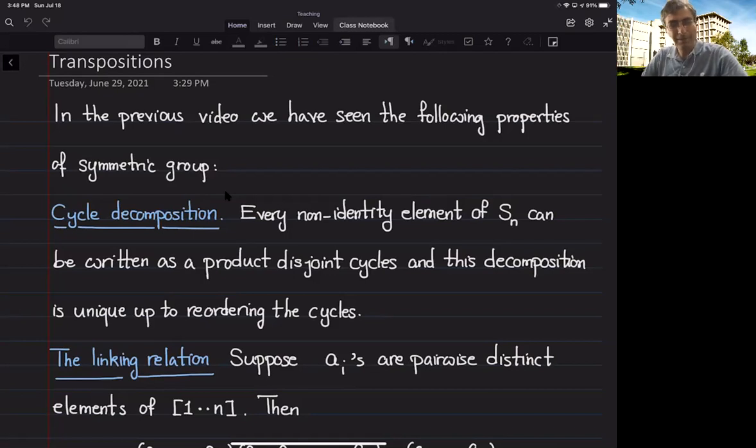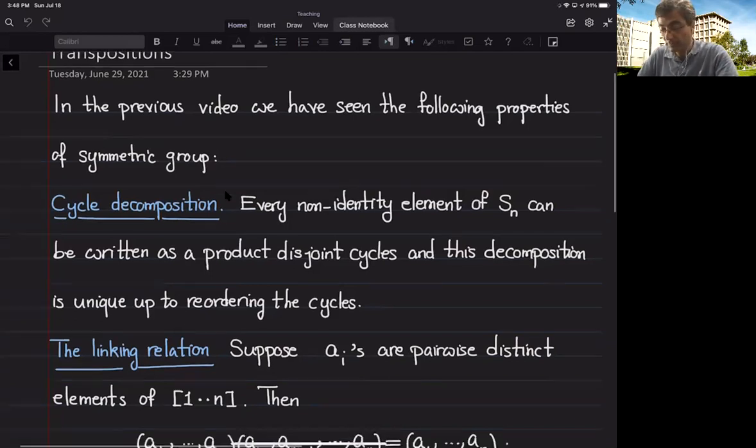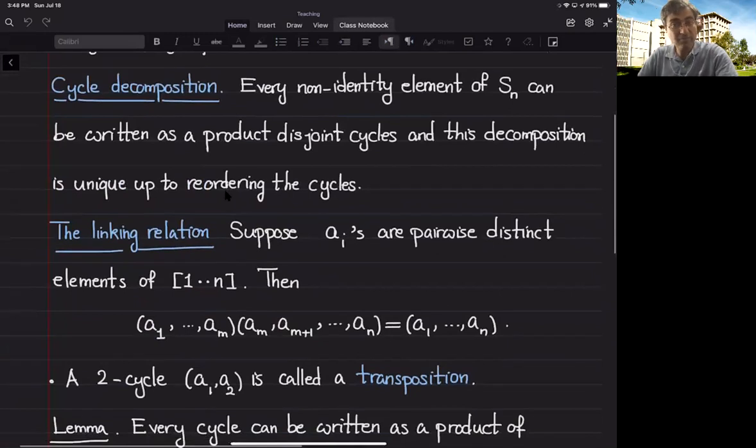Hello. In the previous video, we've seen the following properties of the symmetric group. A few of them, I'm going to list them one after another. One of the important results that we proved is the following: every non-identity element of the symmetric group can be written as a product of disjoint cycles, and this decomposition is unique up to reordering the cycles.